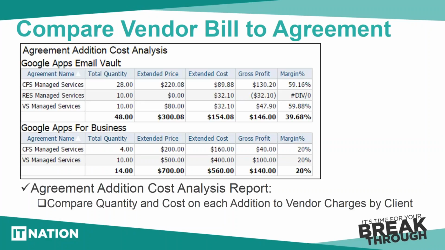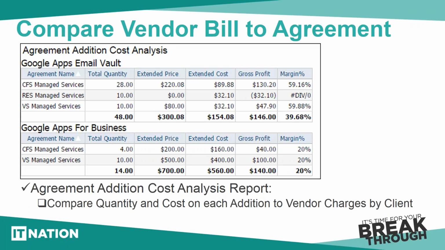What this will allow you to do is pull out information specific to client, service provided, cost, gross profit, and any profit margin reporting. So in this sample, I have an actual custom report writer report that's detailing out all of the agreement additions that we are associating with the Google service provider.